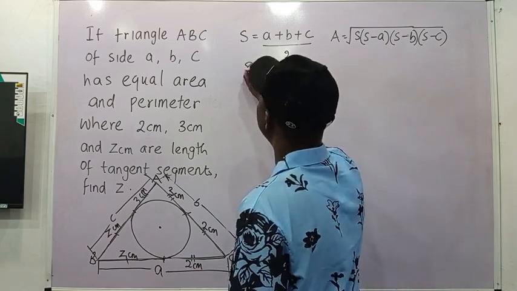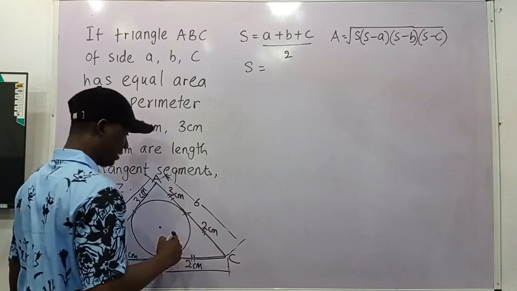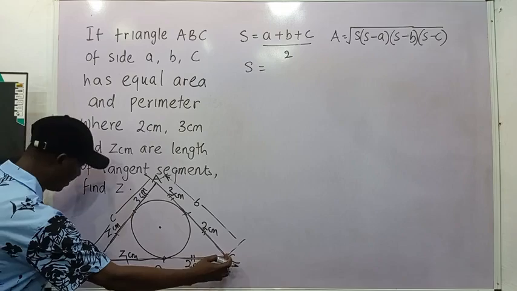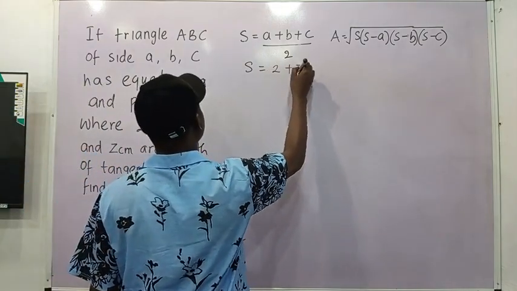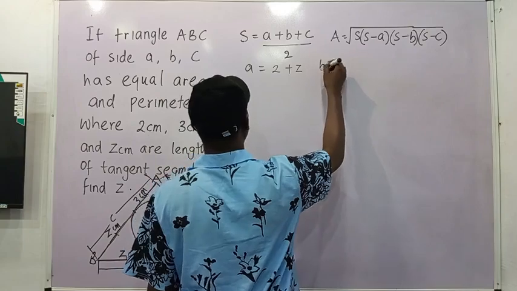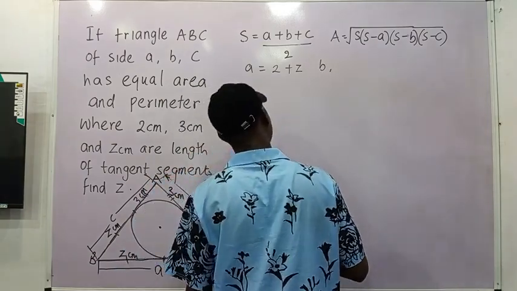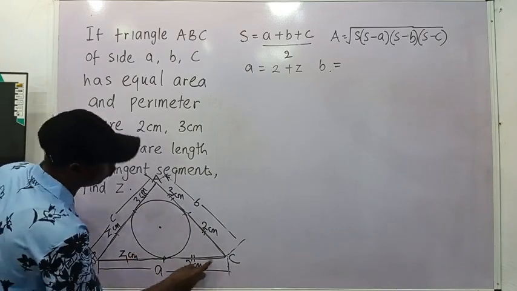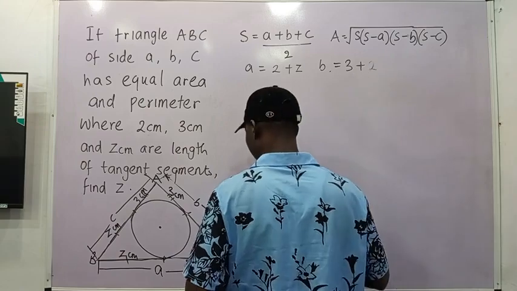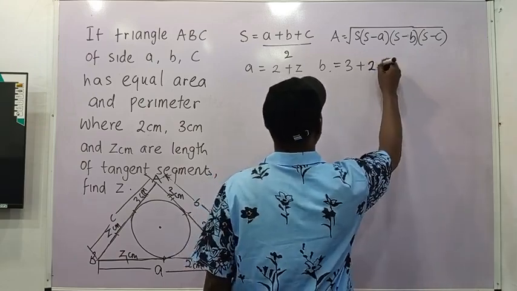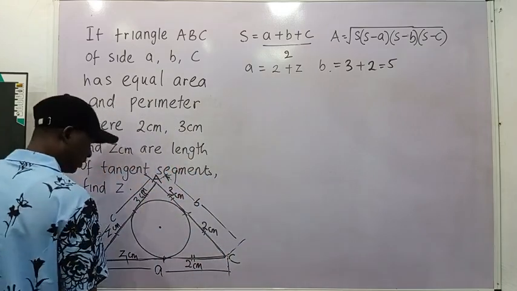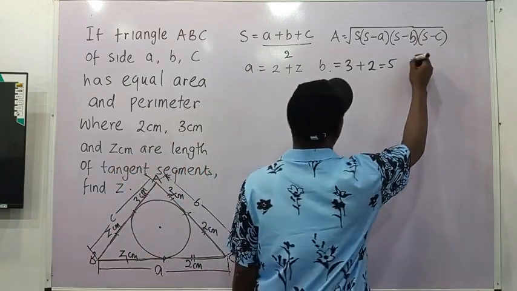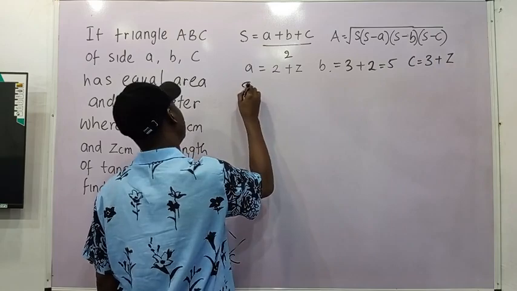Now let us find s. Don't forget, our a is a combination of 2 plus Z. From here to this place is 2, and from here to here is Z. So a equals 2 plus Z. Then b: from here to here is 3, and from here to here is 2, so 3 plus 2 is equal to 5. Then c is 3 plus Z.